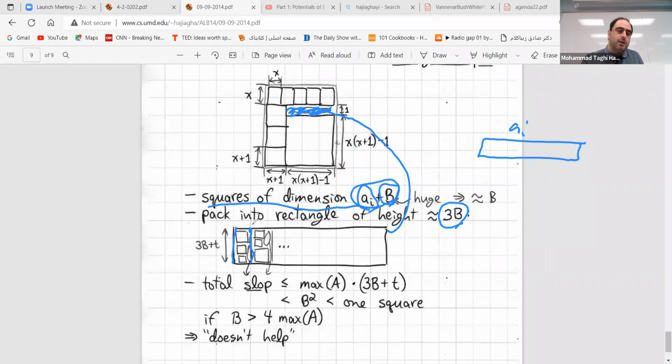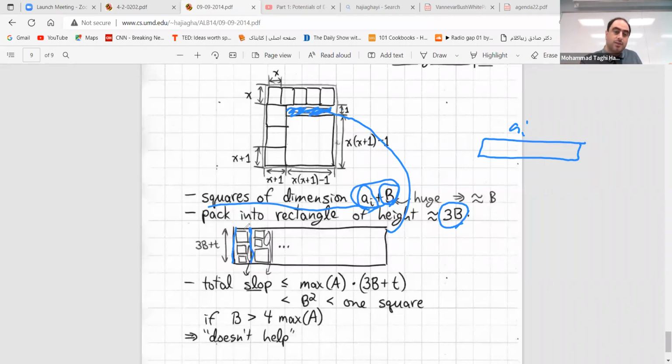Now, in some sense, this was the whole thing. And then for each of them, we are putting this 3b plus t. And now, if we can put 3 guys such that the sum of them becomes t, then the height of these guys becomes equal to 3b plus t.